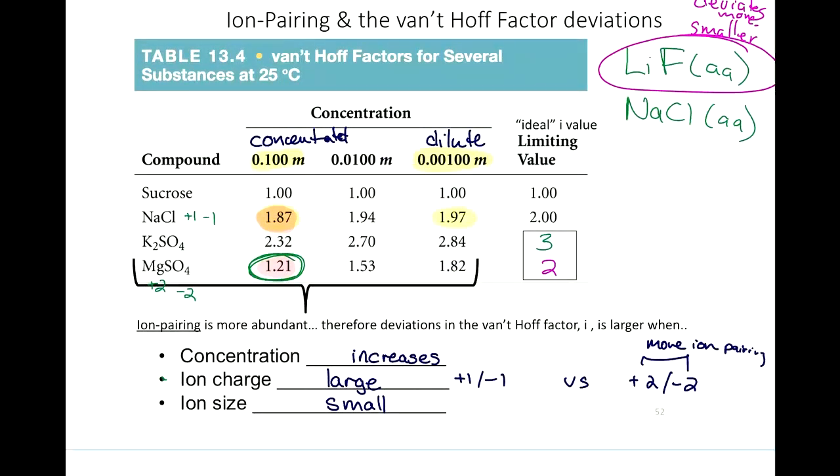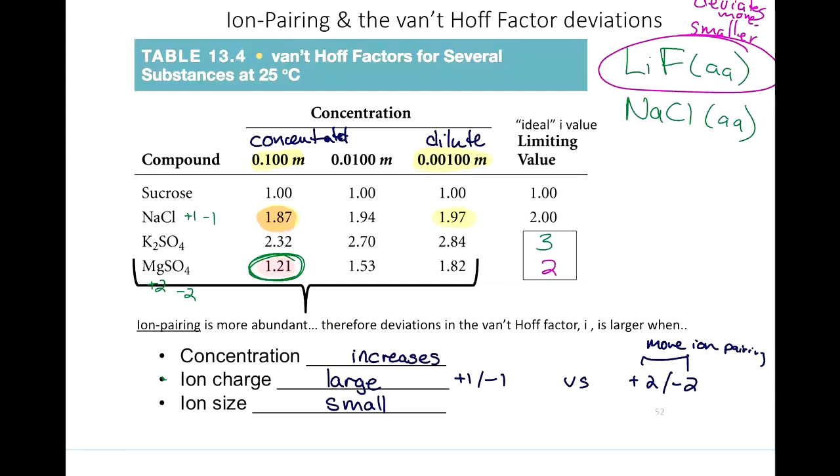All right, we talked about Van 't Hoff deviations. Wait, why does the Van 't Hoff factor deviate? For what phenomena? Ion pairing. So what's the one row I didn't explain yet? Sugar, I didn't explain sugar. So based upon these observations in this table, does sugar deviate from its Van 't Hoff factor at all? No, it doesn't. But think about it.